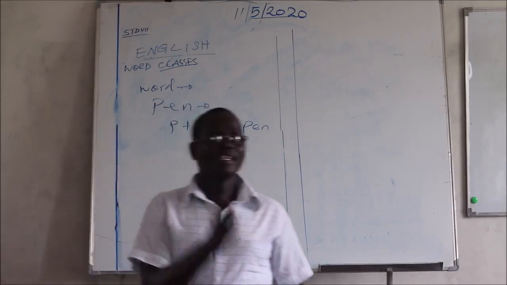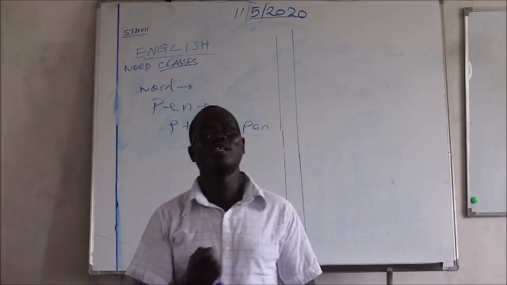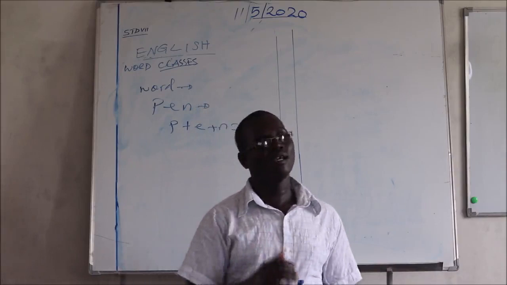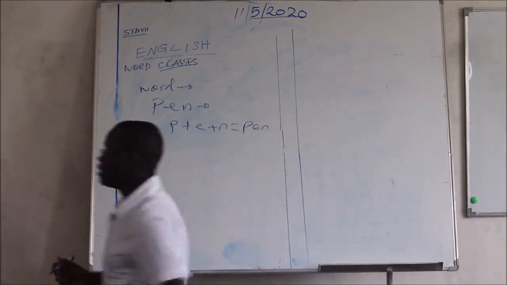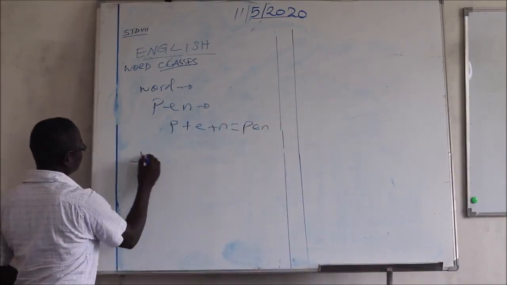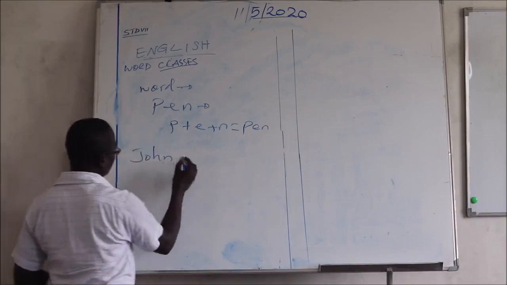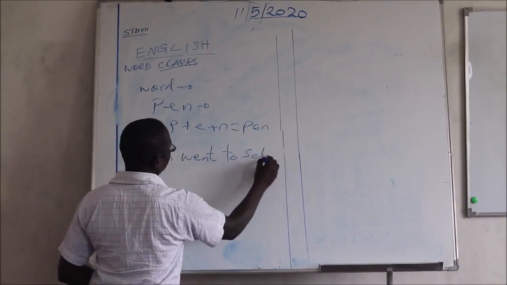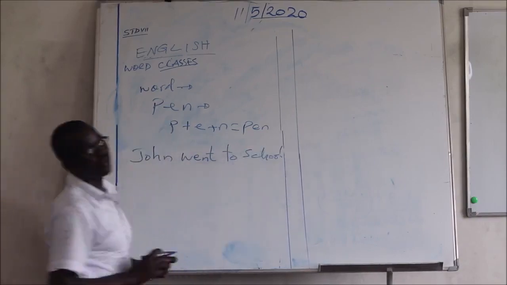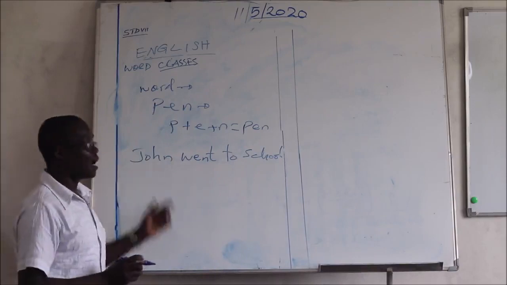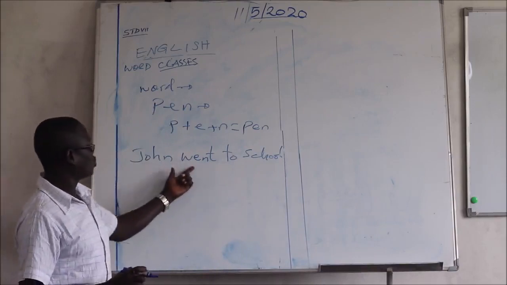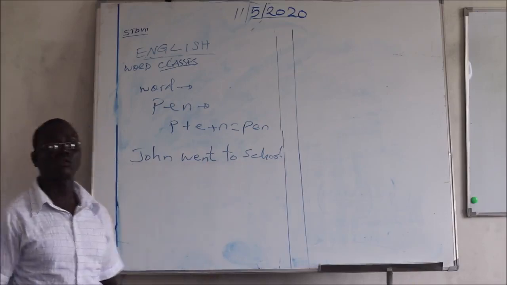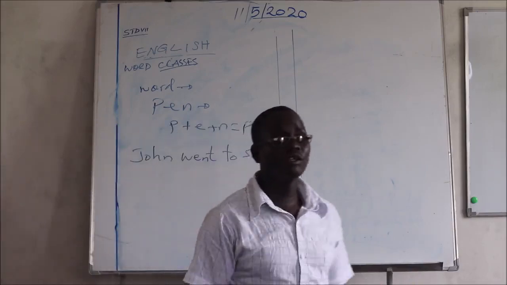We give words terminologies to identify them depending on the function they have in a sentence. A good example: John went to school. Here we have how many words? 1, 2, 3, 4 words. But every word in this sentence has a function to perform.